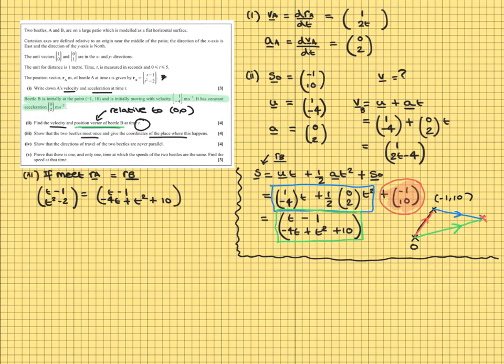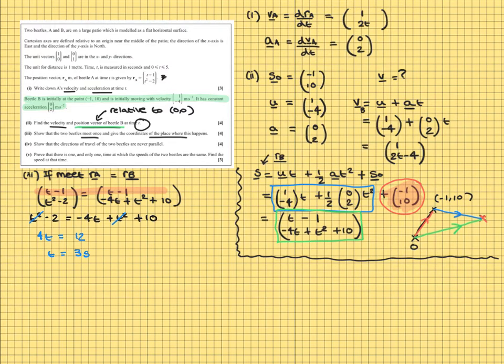Now look at the i components. It doesn't matter which value of t we're at, the i components of the positions of the two beetles are the same. So they always have the same x coordinate. Now, what about the j components? Let's equate those. So t squared minus 2 equals negative 4t plus t squared plus 10. This is actually going to turn out to be quite a simple equation. I think the t squareds will cancel and we are left with 4t equals 12. So t is equal to 3 seconds. So the two beetles meet after 3 seconds.